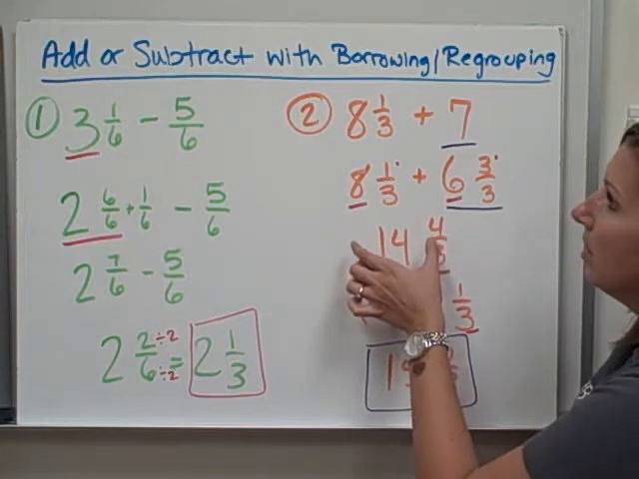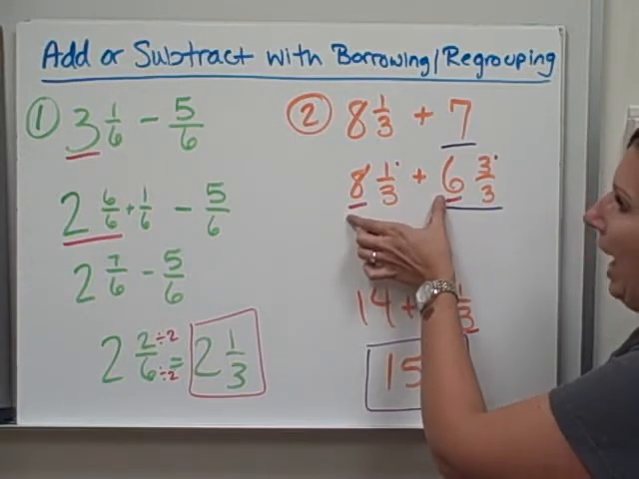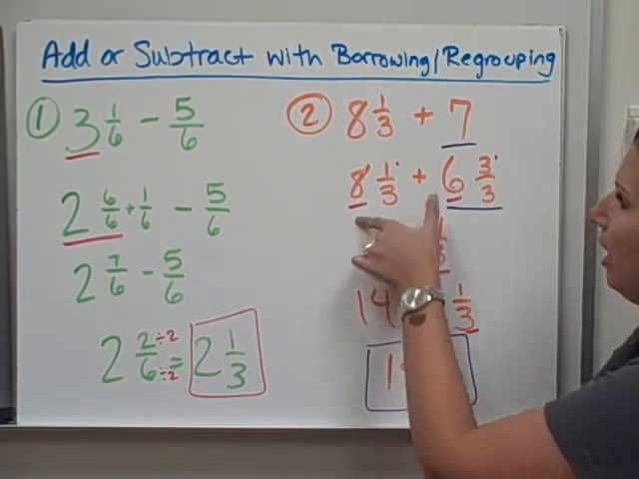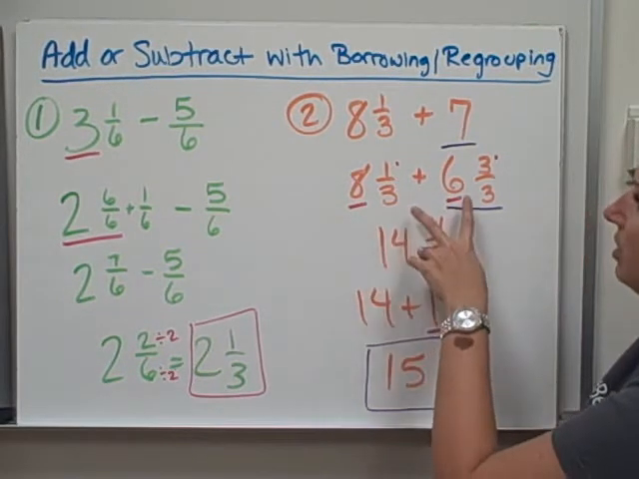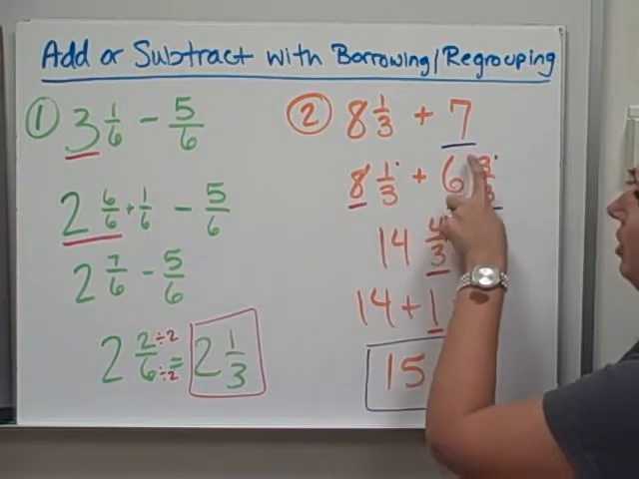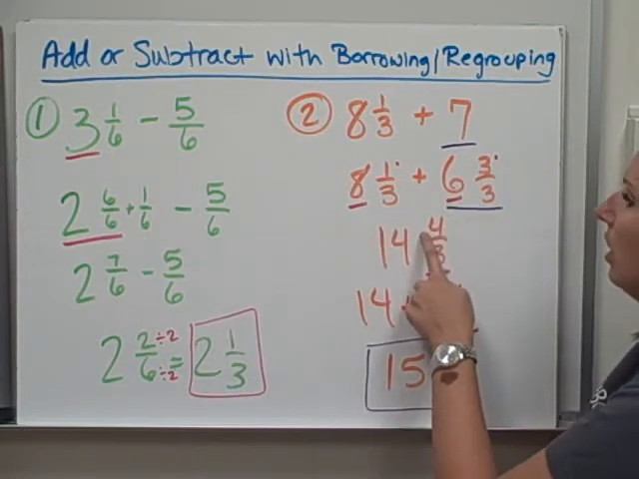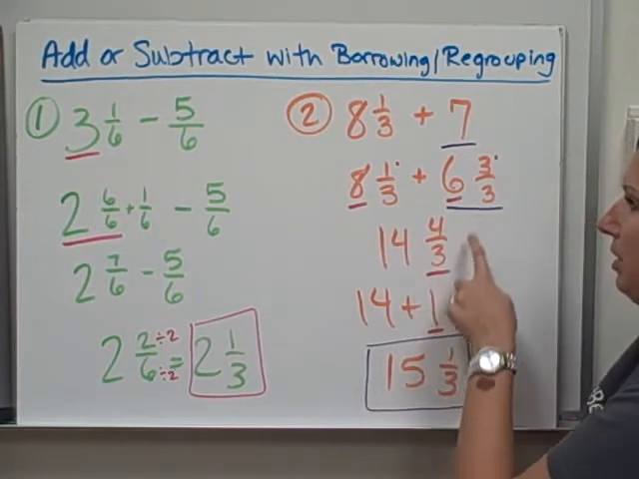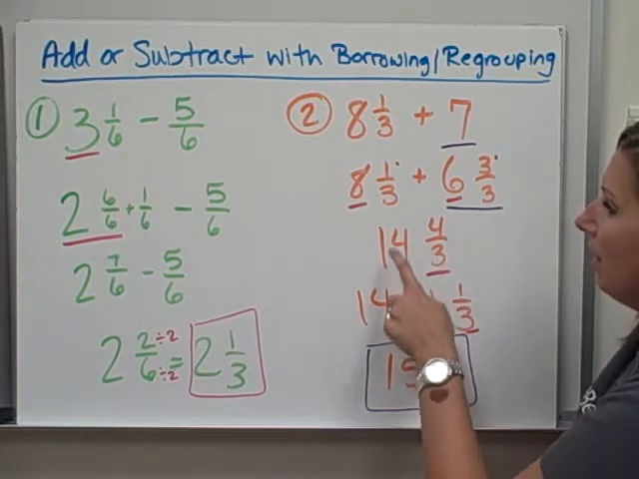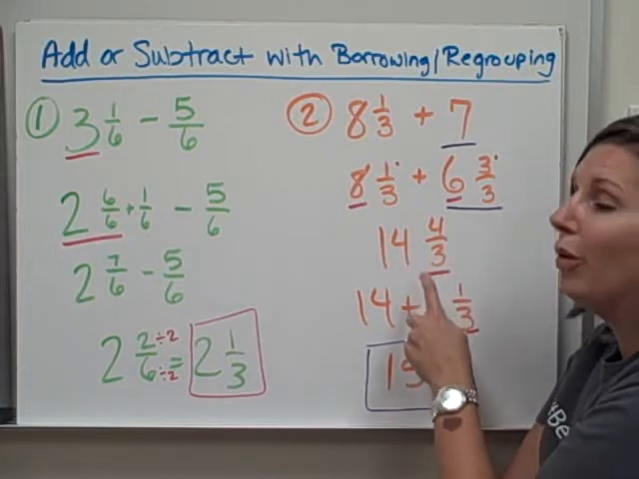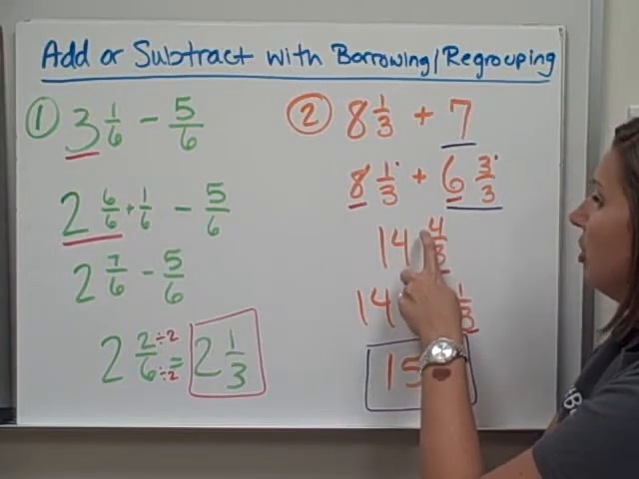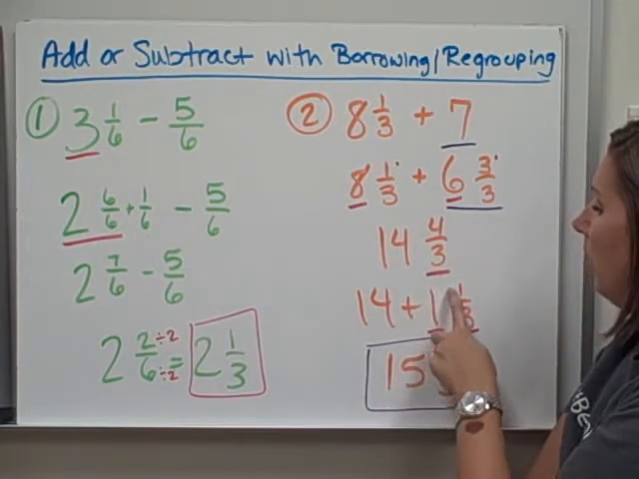Remember, when you add mixed numbers, we add the whole numbers first. 8 plus 6 is 14. And then we're adding the fractions that have like denominators by adding their numerators. 1 plus 3 is 4. Keep the denominator the same, which is 3. I've got 14 4/3. That's an improper fraction, so I need to change the 4/3. I would change the 4/3 to 1 1/3.